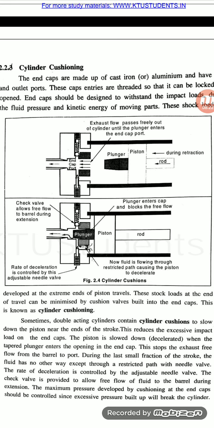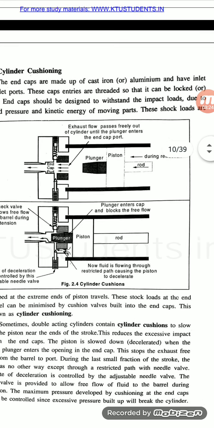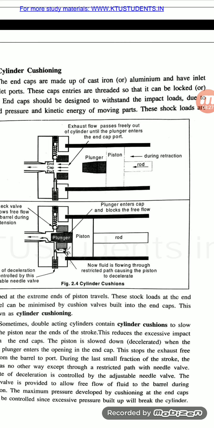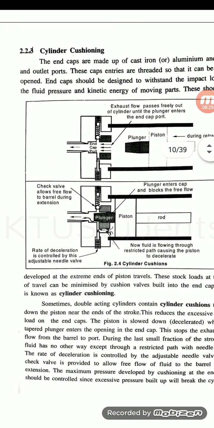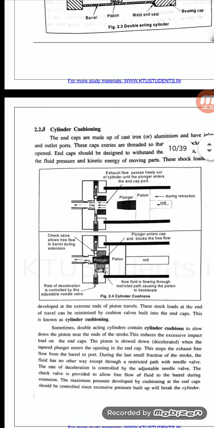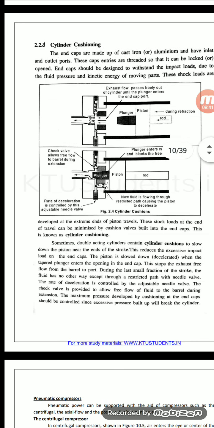So the development of extreme forces at the end of the piston travel, the shock loads at the end of the travel, can be minimized by the cushion valve built into the end caps. These are known as cylinder cushionings. Sometimes double acting cylinders contain cylinder cushions to slow down the piston near the end of the stroke. These reduce the excessive impact of the load on the end caps.